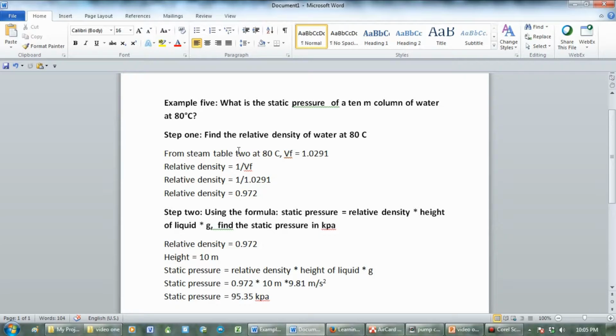Step 2. Using the formula, static pressure equals relative density times height of liquid times G. Find the static pressure in kPa. Our relative density was 0.972. The height of our water column was 10 meters. So static pressure equals 0.972 times 10 meters times 9.81 meters per second squared. So the static pressure at the bottom of a 10-meter column of water at 80 degrees C is 95.35 kPa.